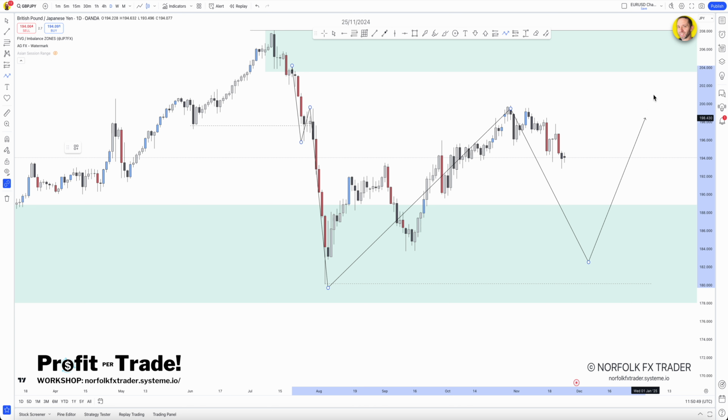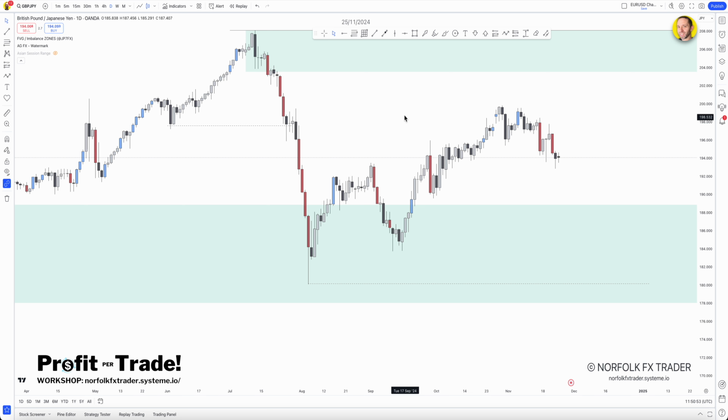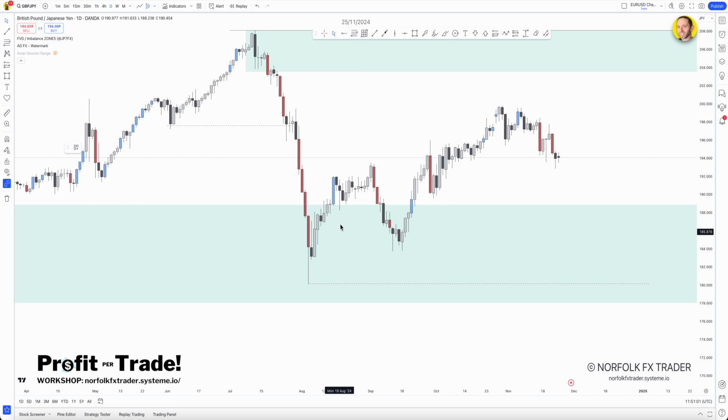And you could see a pullback before a run higher. So we're going to have demand here that you could look at. Let's mark it out for you so you've got it. And then we've got another break of internal structure you can mark out here as demand as well, where price is now potentially bouncing from.